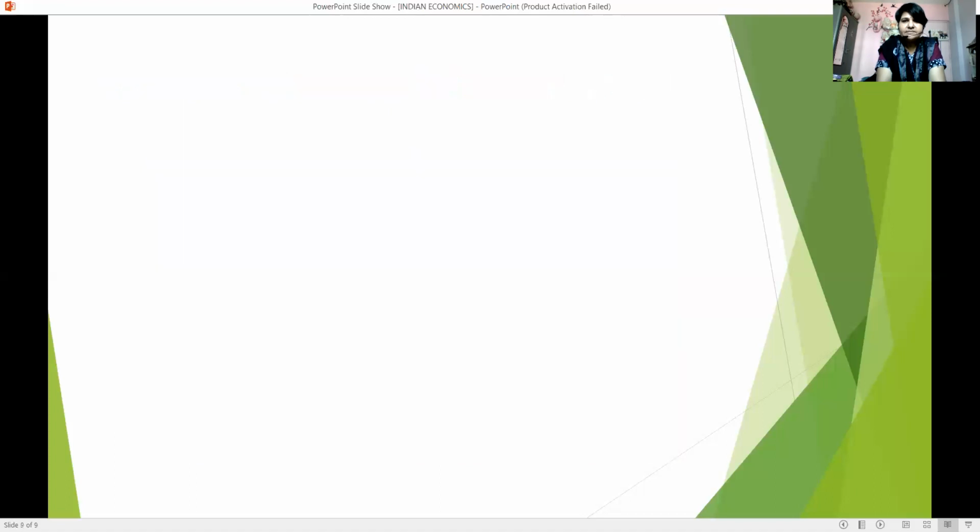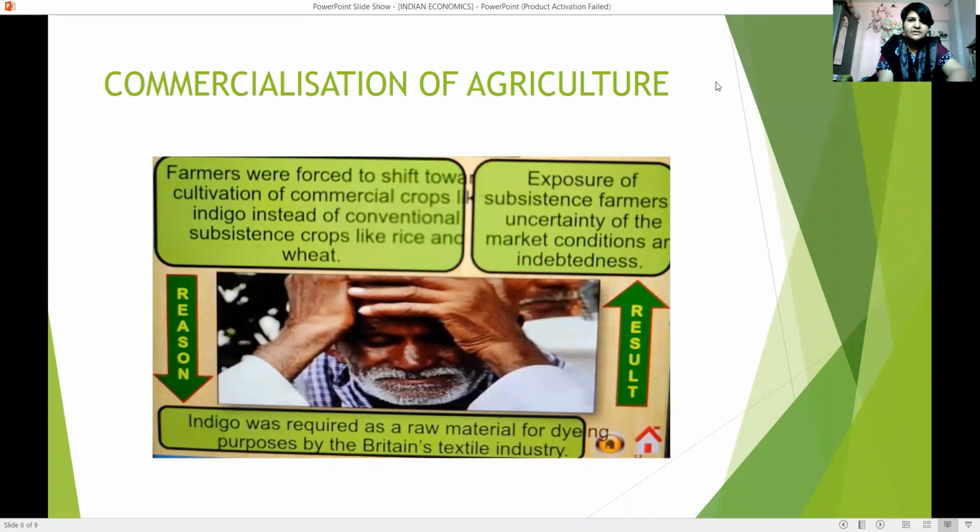So commercialization of agriculture took place. Due to this reason also, we can say we have lost our agricultural sector totally. This was the condition at the time of the eve of independence. On the eve of independence, we were suffering a lot because of all these reasons. Today we have studied the condition, the status of the agriculture sector on the eve of independence.